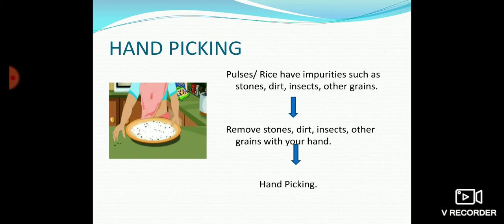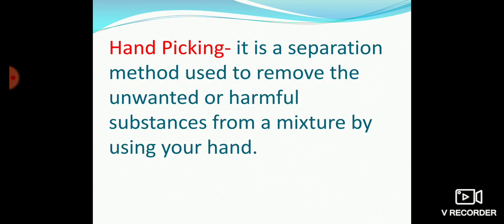So here pulses or rice have impurities such as stones, dirt, insects or other grains. So you remove stones, dirt, insects, other grains with your hand, and the process is called hand picking. So see the definition. Hand picking is a separation method used to remove unwanted or harmful substances from a mixture by using hand. So this is about the hand picking method.